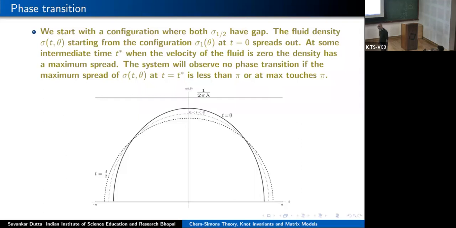Density? Right. So I started with a gap. My sigma 1 is a gapped distribution. I started. What Young diagram? Oh, okay, good. So that Young diagram will have some distribution like this.